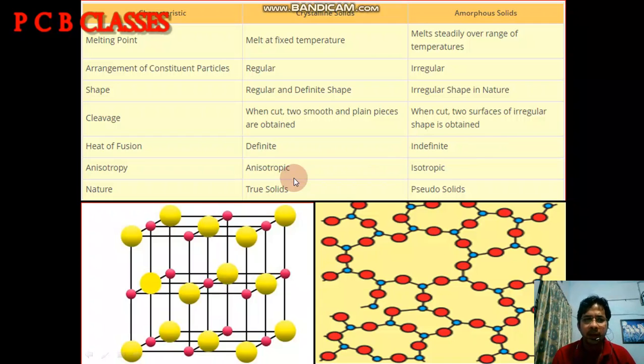Now the most important point, anisotropic and isotropic. Okay, so before going to discuss anisotropy or isotropy, isotropy means anything which has the same character throughout.